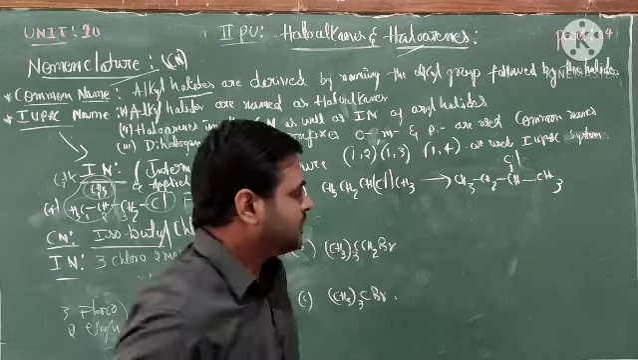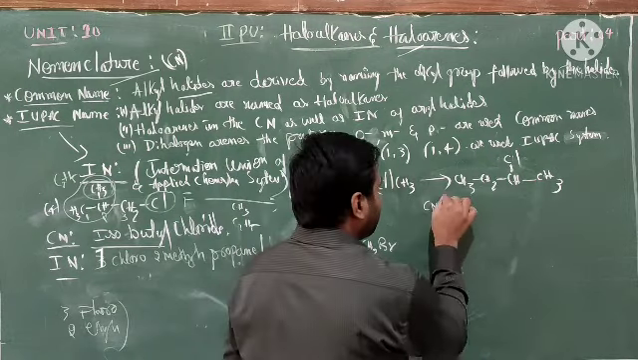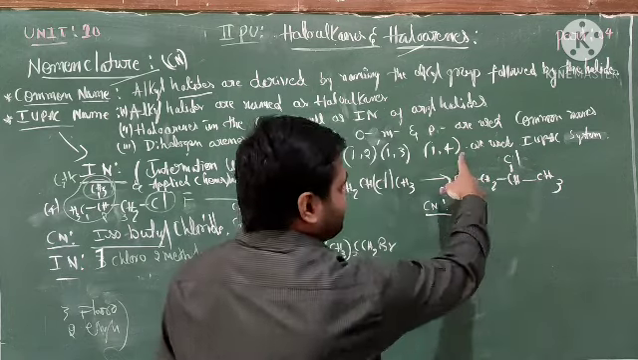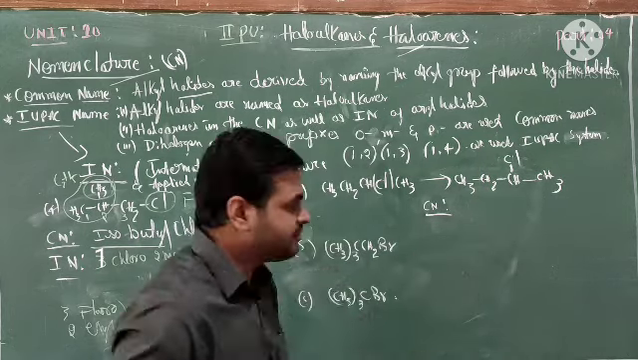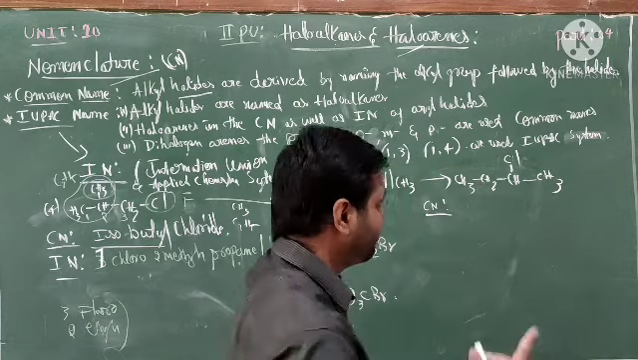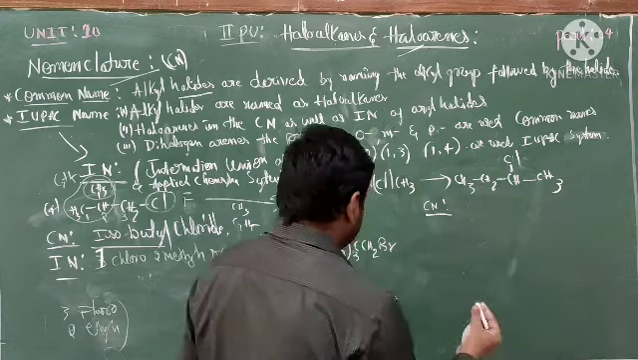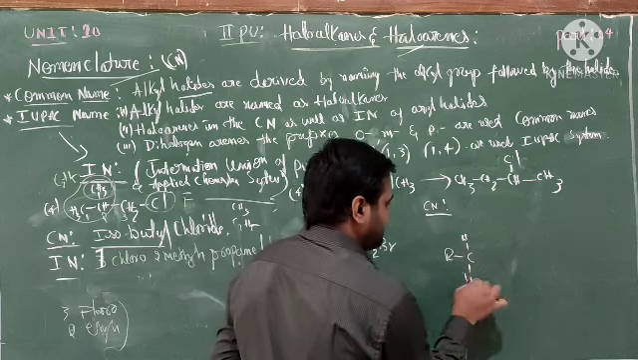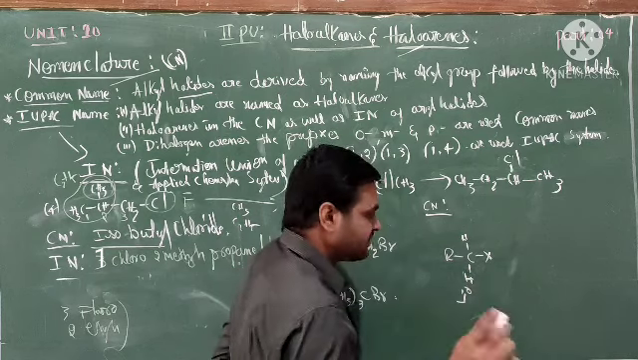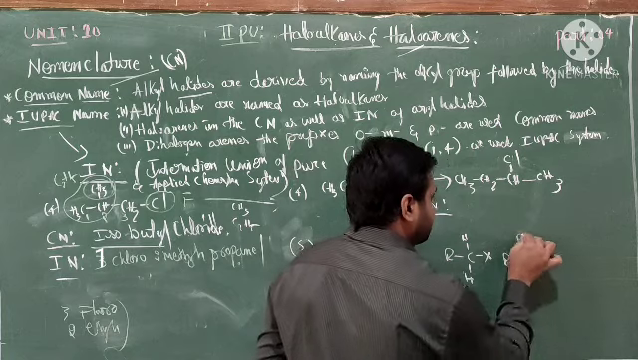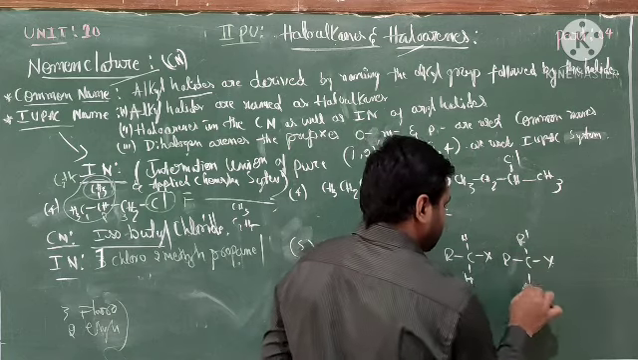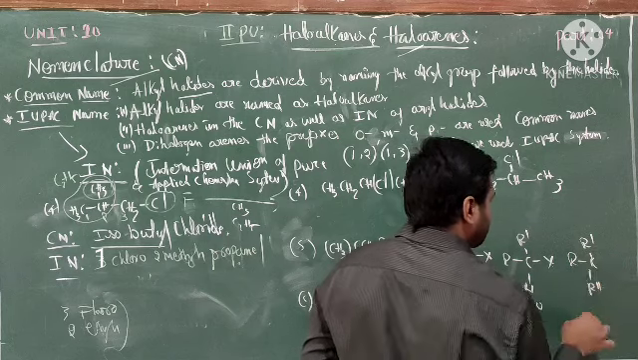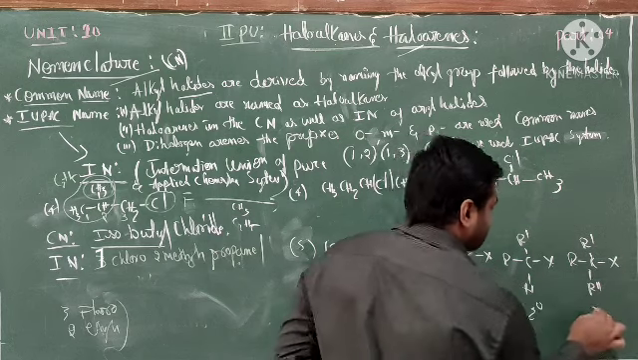So first we write the common name. There is no carbon attached with 2, so this is not iso, but this is secondary. Why do we call it secondary? You already know that R-CH2-X, with R, C, H, H, is primary. R-C-R' with H is secondary, and R-C-R'' with R' is tertiary.